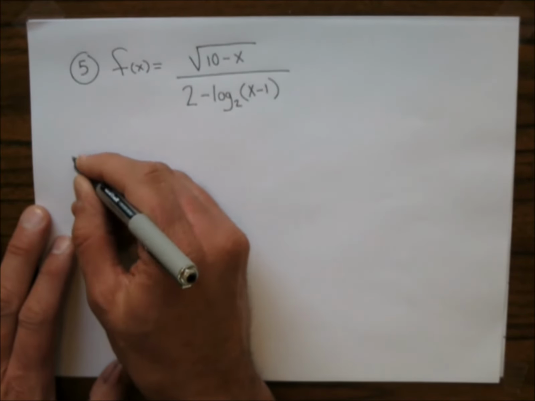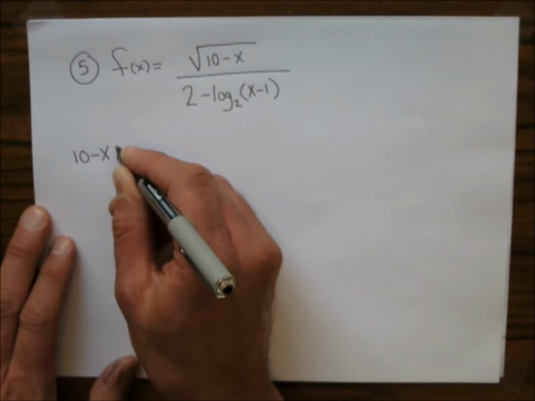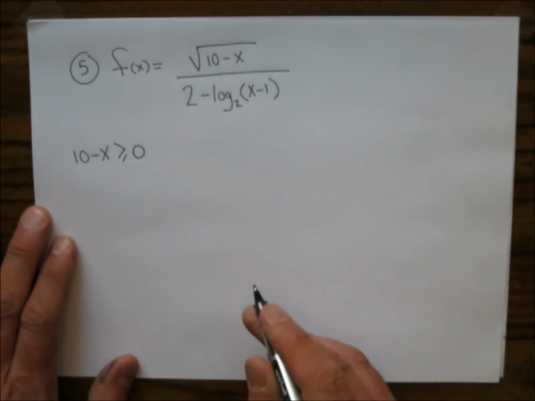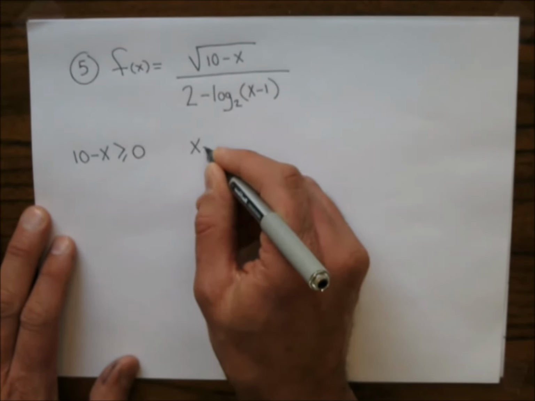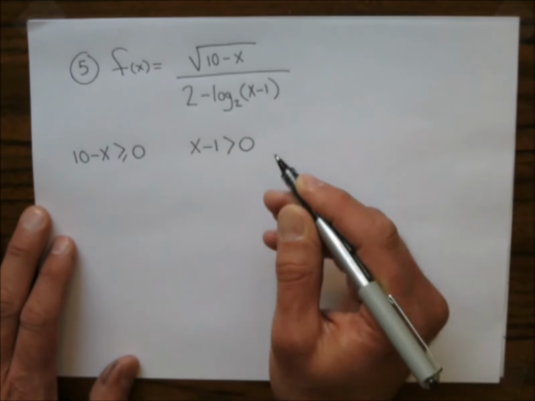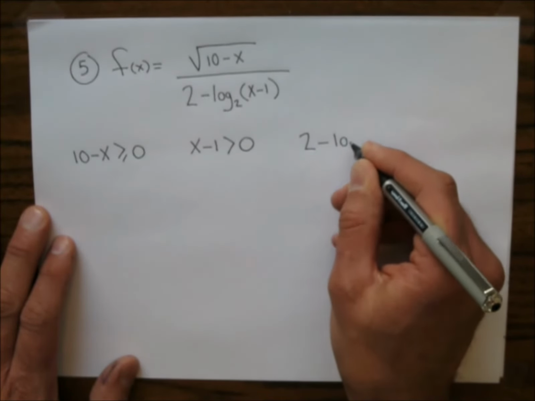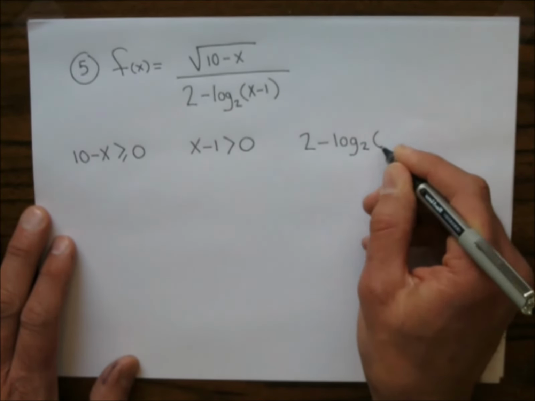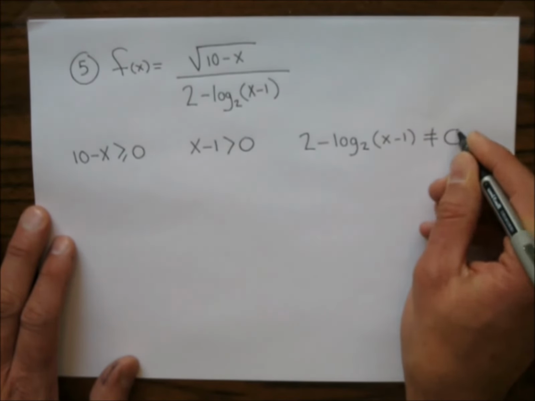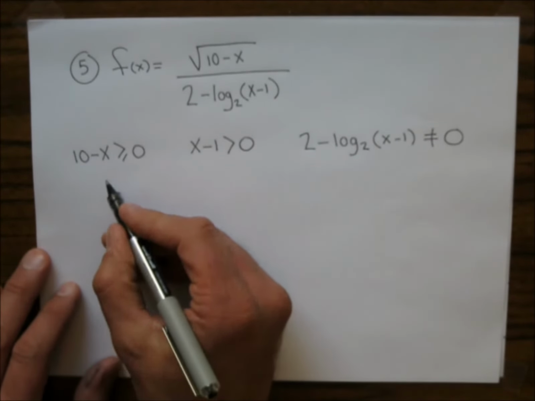There's three problems. You have the thing that's under the square root. The argument of the square root has to be greater than or equal to 0. The argument of the log has to be greater than 0. And the denominator of the fraction cannot equal 0. So this is just loaded with everything. I'm going to go ahead and solve this.